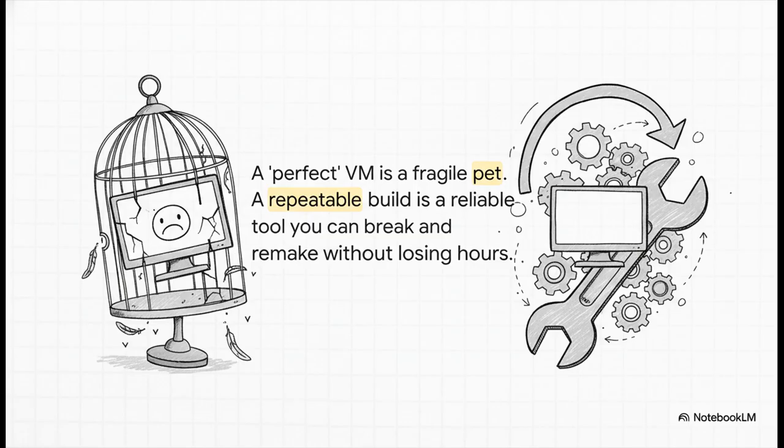This right here is such a huge mental shift. We all do it. We create this perfect virtual machine with the custom terminal, the cool wallpaper. We treat it like a pet. But that pet is incredibly fragile. One bad update and it's gone. A repeatable build, on the other hand, is a tool. It's a hammer. If it breaks, who cares? You just make another one in minutes.